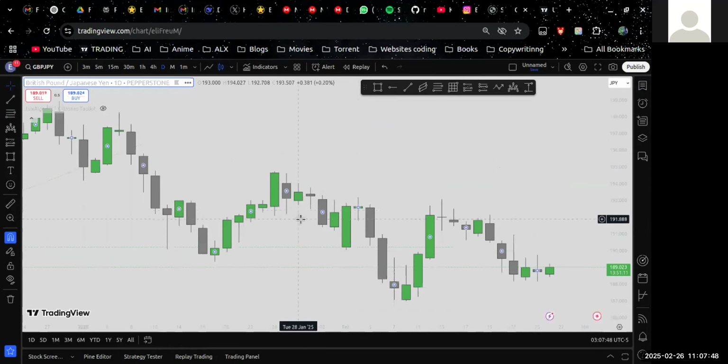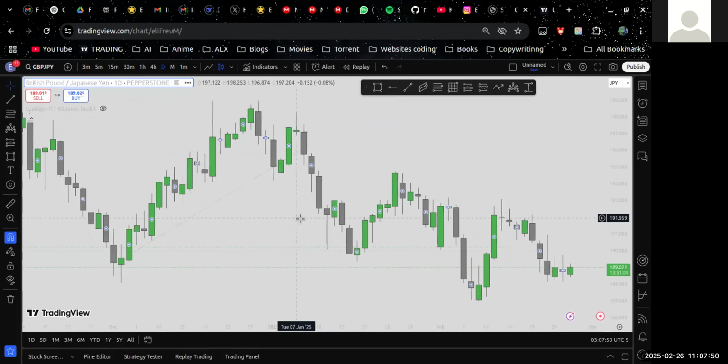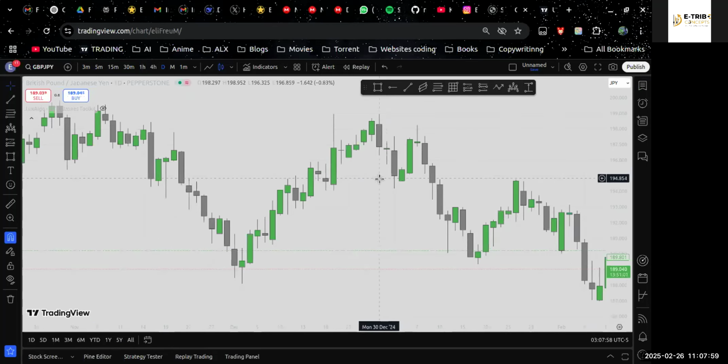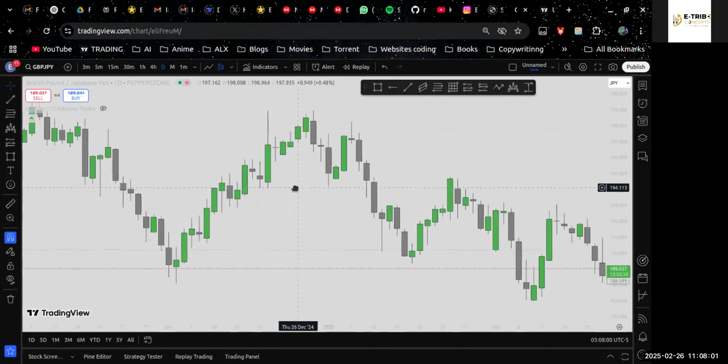Personally, I usually prefer Pepperstone or forex.com, because those brokers print candles that are not like the others. That's why I also personally use forex.com.